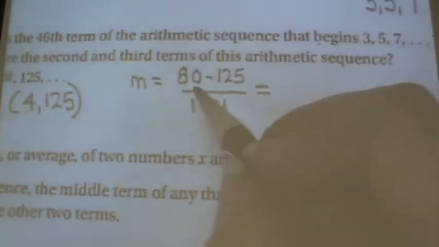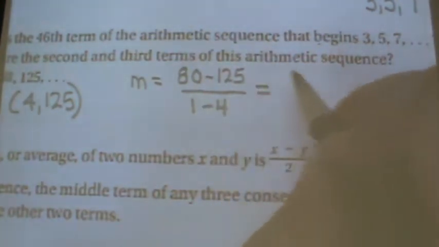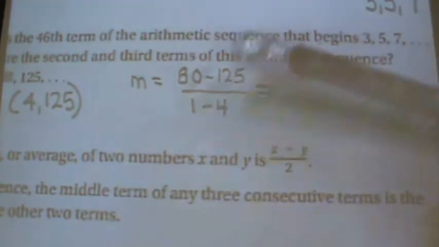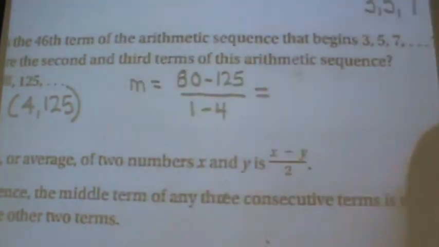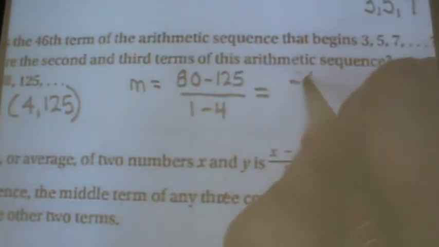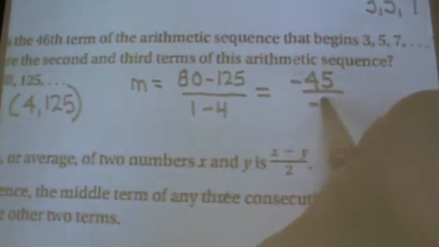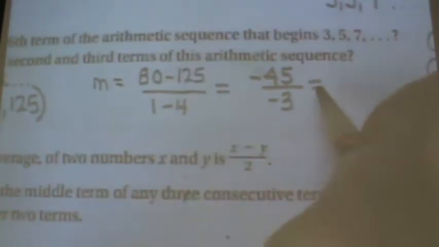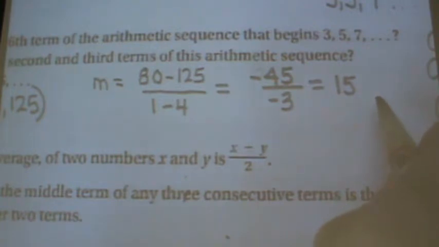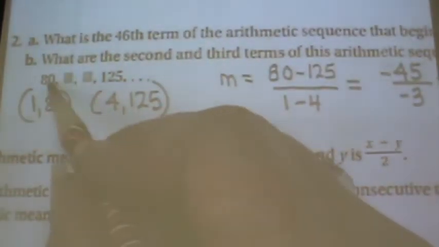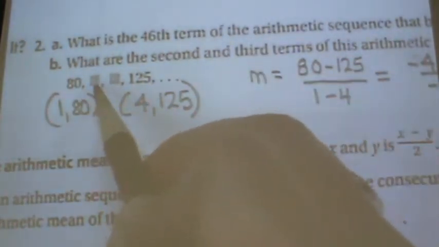What's 80 minus 125? Negative 45. And what's 1 minus 4? Negative 3. And what is negative 45 over negative 3? It is 15. Now, does this make sense? Is this thing going up by 15? It sure is. So what would be the second term?